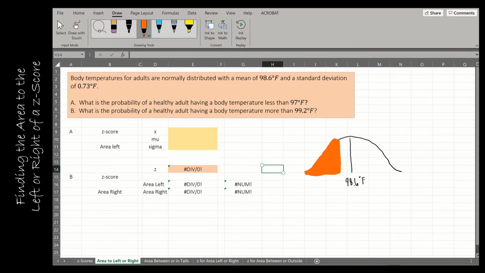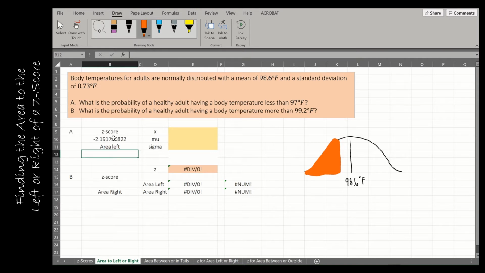If I were asked to find that area and to find the z-score, which quite often you will have to find both, let's find the z-score first because we already know how to do that. We just reviewed it. To the left, the z-score would be observed, which is 97, minus expected, which is 98.6, close the parenthesis, divided by the standard deviation of 0.73. So my z-score is negative, which makes perfect sense because any z-score to the left of 98.6 is negative.